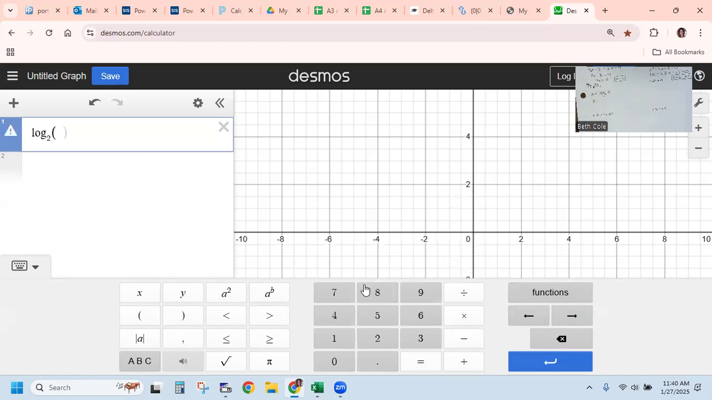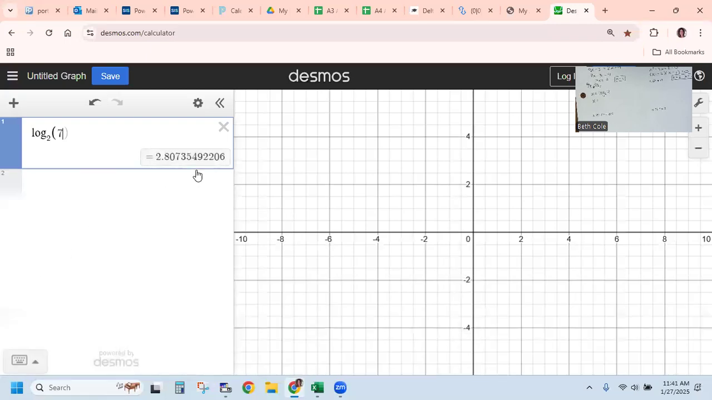All right, so log base 2, 7. Oops, that needs to go in the parentheses. And then there you go. We're going to truncate. If you're in the back, you might not be able to see that, but you'll be able to fool around with your calculator during the classwork. 2.807.